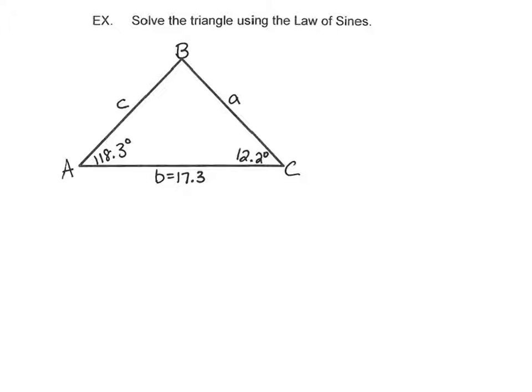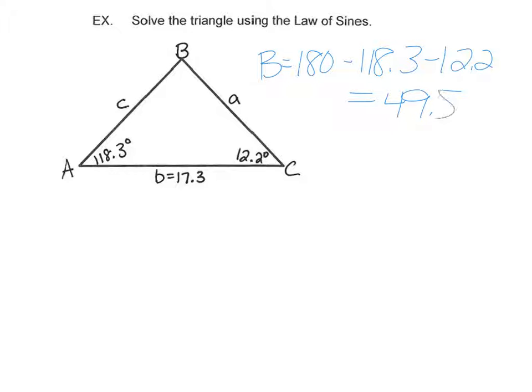Solve the triangle using the law of sines. Remember that solve the triangle means find all the missing sides and all the missing angles. We can easily find our missing angle B because we know all of the angles inside a triangle add to 180. We can subtract the two that we've been given, so angle B would be 180 minus 118.3 minus 12.2, and we end up with 49.5 degrees for angle B.